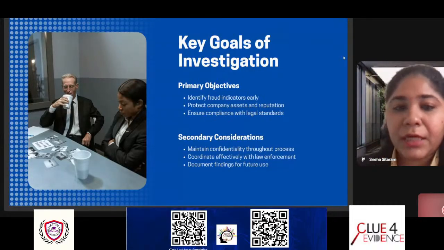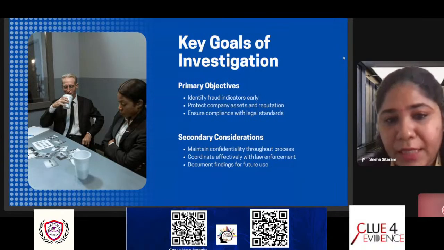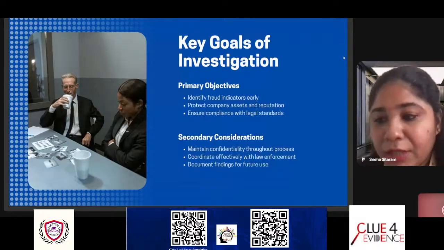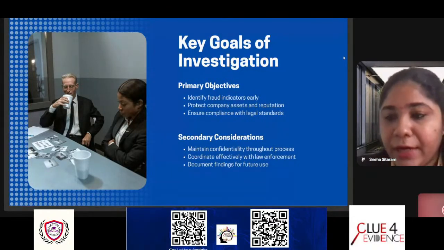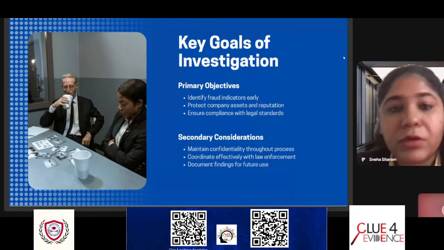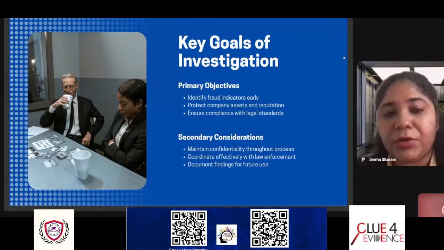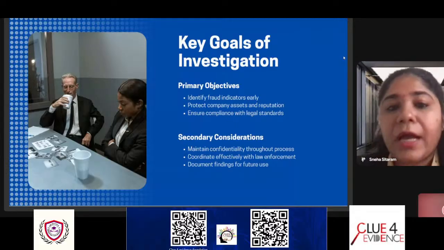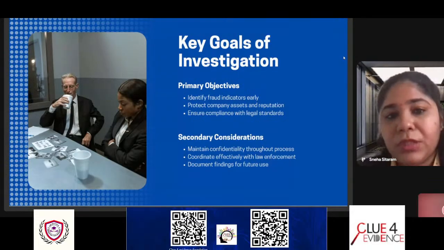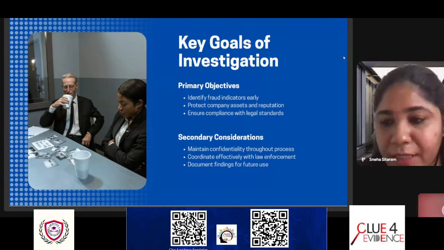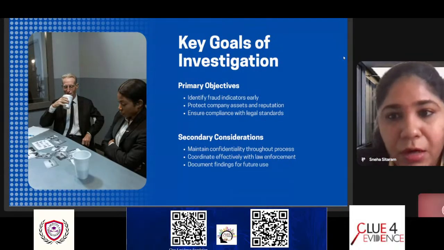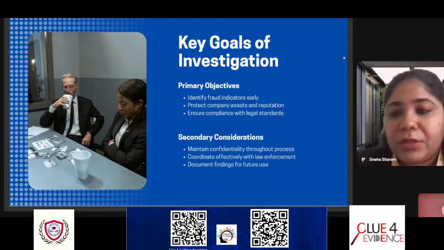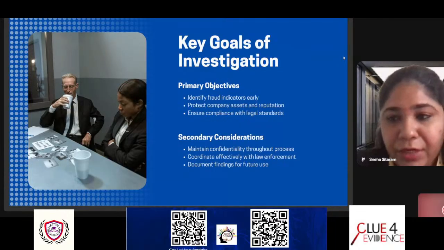And apart from that, a well documented investigation, that is documented findings for future use, is one which withstands internal scrutiny and gives the investigator the confidence to take the evidence and submit it in the courtroom. So these goals should always be kept in mind in case of any investigation taking place.